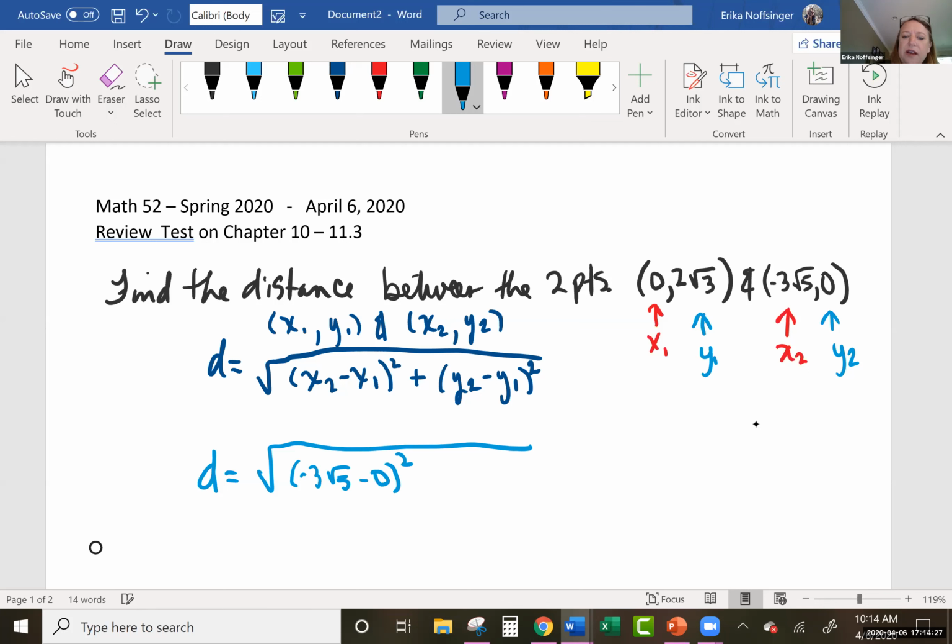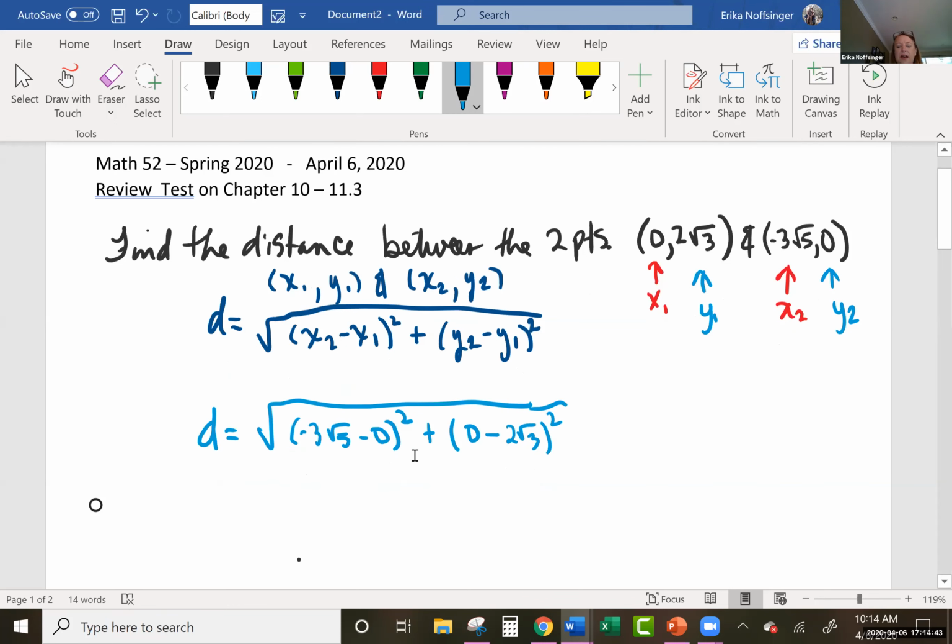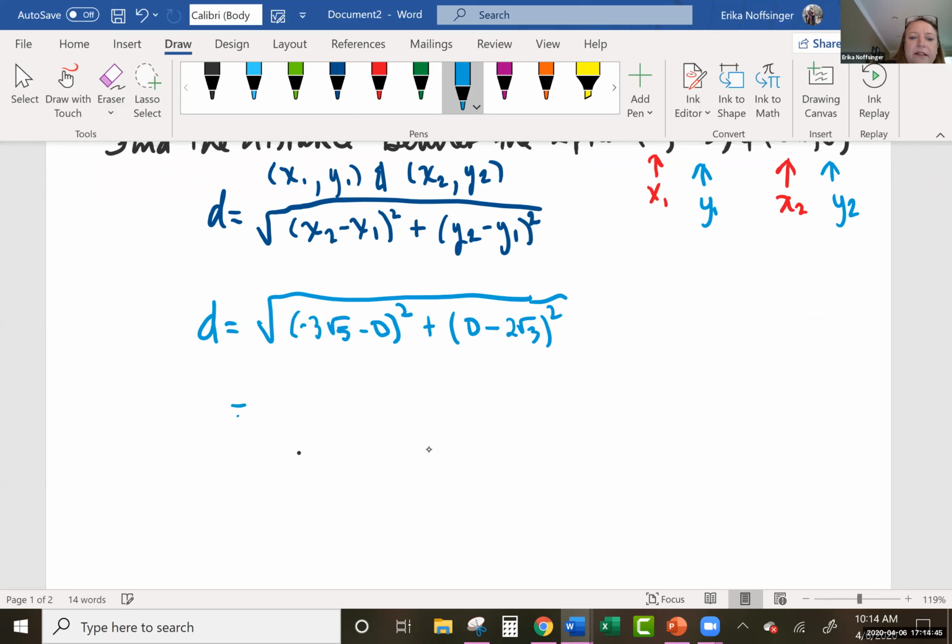And then that is squared plus the change in my y value. So 0 minus 2 root 3. I did it opposite in both cases. I should have done that the same way. Oh well. So here we have the square root of, well, that minus 0 is still -3 root 5, quantity squared, plus -2 root 3, quantity squared.